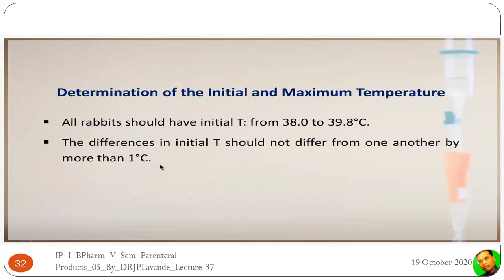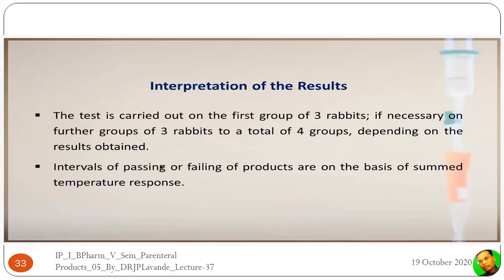So, determination of the initial and the maximum temperature. All the rabbits should have an initial temperature from 38 to 39.8 degrees Celsius, that is, before injecting the product, and the initial temperatures should not differ from one another by more than 1 degree Celsius.